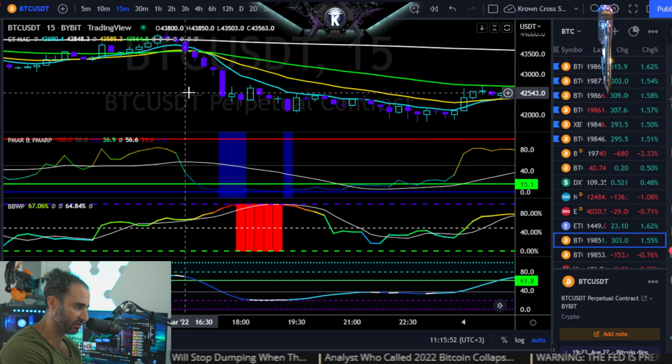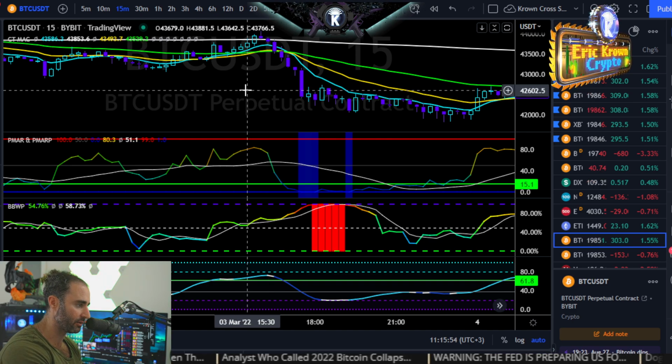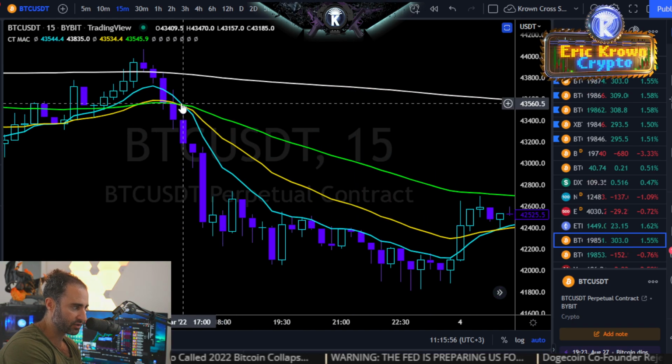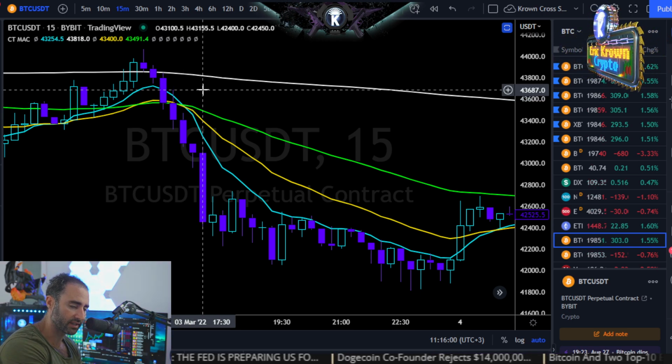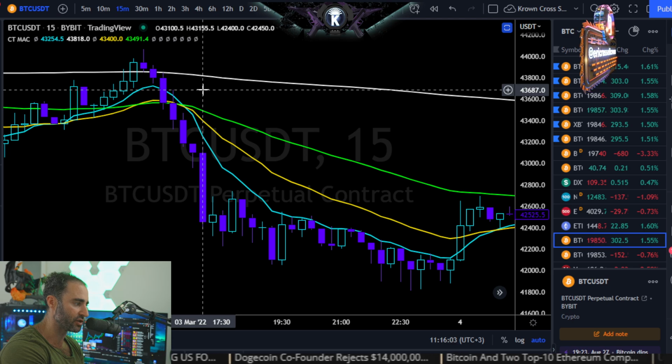So let's go over some examples here. And also the Krown cross. Oh, I forgot to explain that one. In this case, there are 3 moving averages. 2 of them are the specific ones that we're really interested in, which is the yellow and the green. That is a 21 and 55 exponential moving average, respectively.